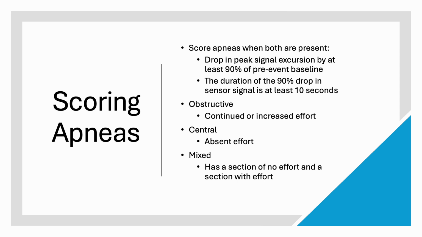Central apneas occur when the brain says, "Oh, I don't need to breathe right now," and there is no effort at all, just straight lines. A mixed apnea is when there are two separate components to the event. One is central and the other is obstructive. Typically, mixed apneas begin with a central component and end with an obstructive component.